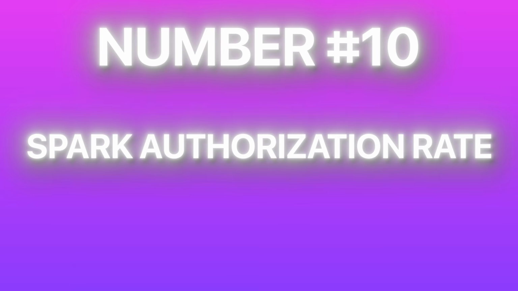Number 10, we're talking about Spark authorization rate. So what is it exactly? It's the percentage of a creator's shoppable posts that they have Spark authorized for you as a brand to run as ads. Spark posts are when you're actually able to use their affiliate content, which is really, really important. Now, all of that being said, a lot of creators actually have mass authorization on.